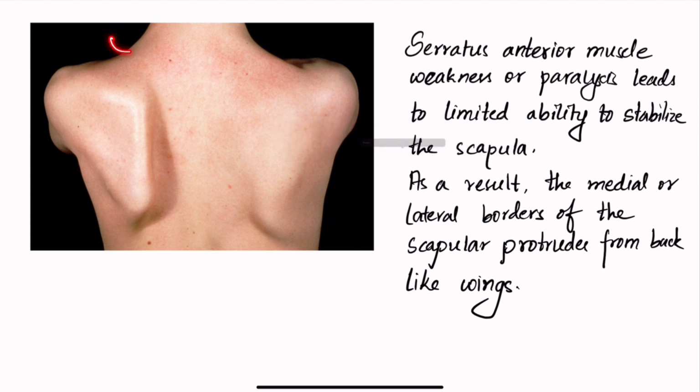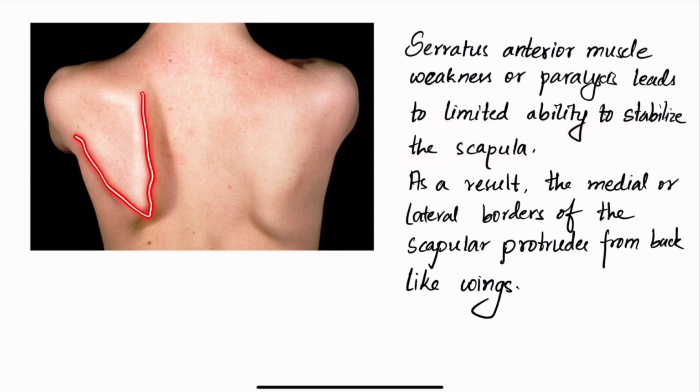Here, the guy is suffering from winging of scapula on one side. Here, the scapula is tightly attached with the costal region due to the proper functioning of serratus anterior muscle. However, at this portion, the serratus anterior muscle is either weak or maybe suffering from paralysis, due to which there is limited ability to stabilize the scapula.